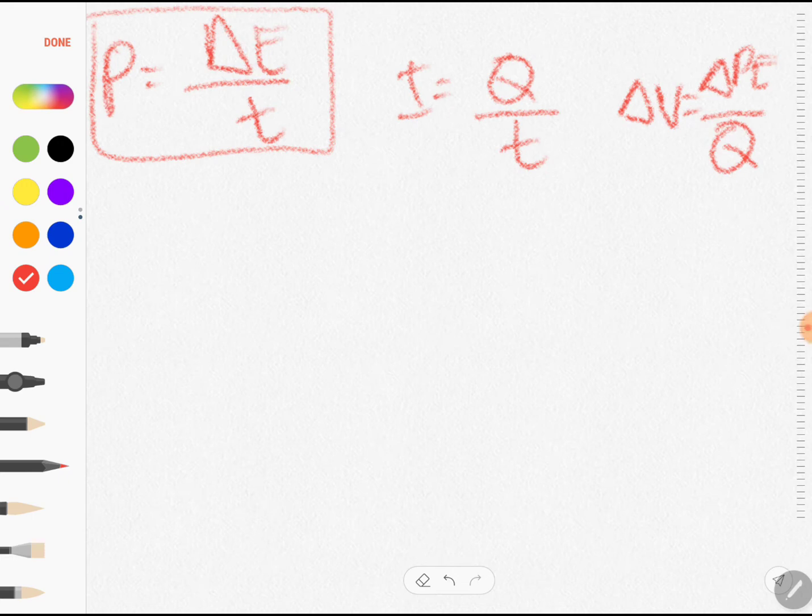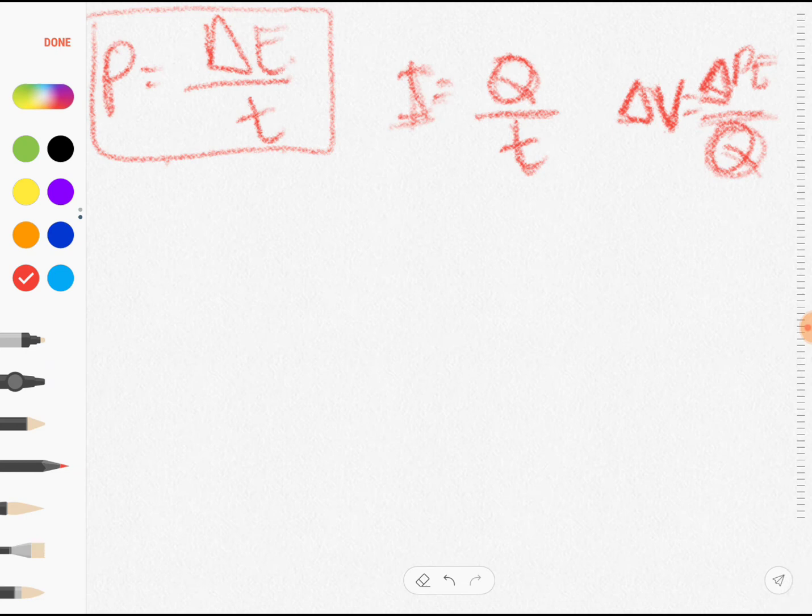But in terms of electric currents, let us derive the formula for that. Okay, so this is the formula for power, change in energy per unit time. This is the formula for current. Current is the amount of charge that flows through a cross-sectional area per unit time. And then potential difference, or change in voltage, is the change in potential energy per unit charge.